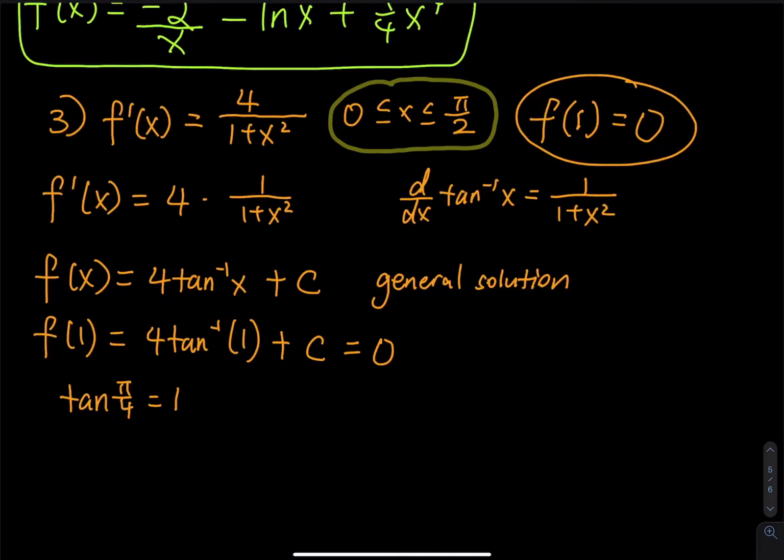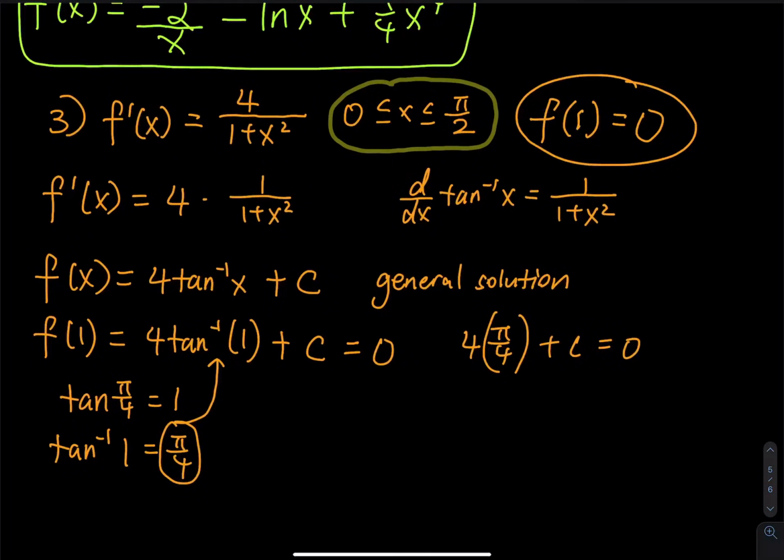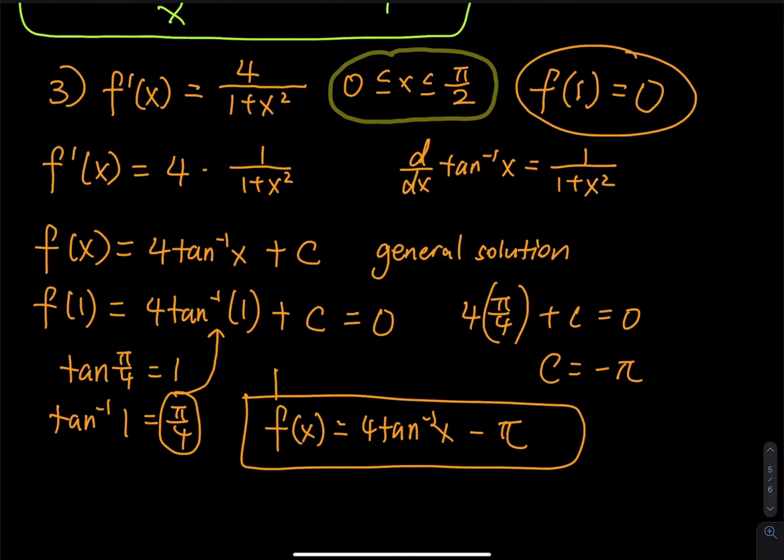Okay, go back to this problem. The inverse tangent of 1 is just equal to pi over 4. So we plug in pi over 4 for the inverse tangent. That means 4 times pi over 4 plus c is equal to 0. So c is equal to negative pi. So my particular solution is f of x equals 4 inverse tangent of x minus pi. This is called the antiderivative, or you can call this a particular solution.